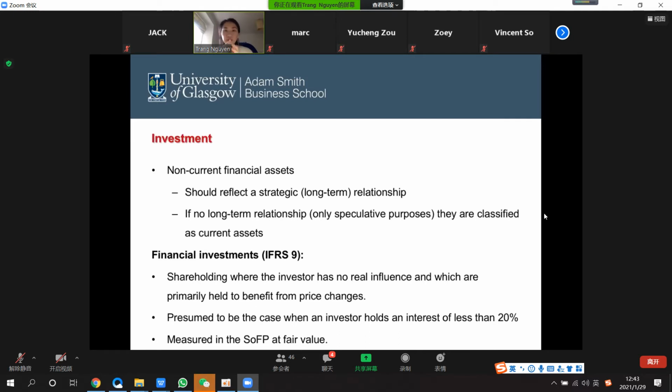So if recorded at fair value, we have two types. If it's actively traded, held for sale or available for sale, it should be recorded in the profit or loss statement. But if not active for trade, it should be in other comprehensive income.